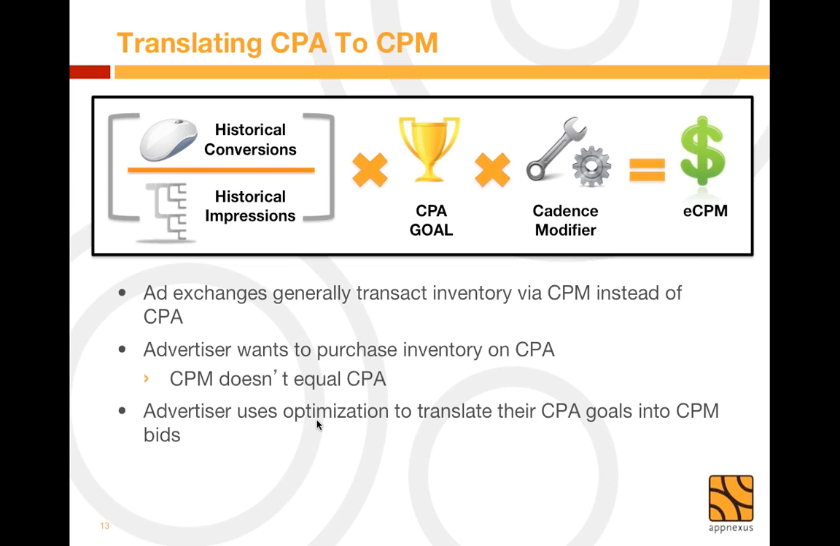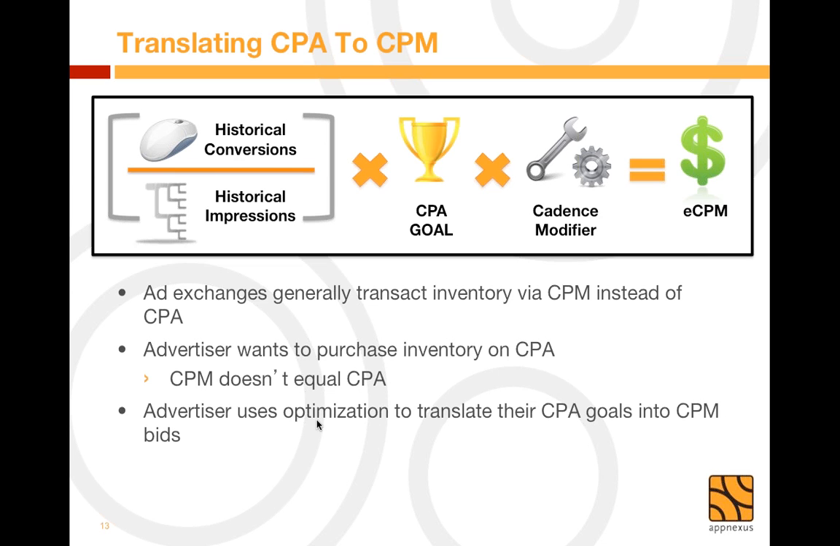And this is all done on this performance translation that brings everything down to a CPM. So you can see here, we look at the historical conversions over the historical impressions. We multiply that by the CPA goal, which is what the value of a conversion actually is. And then the last piece we introduced there is called the cadence modifier, which reflects the user behavior and impacts the value of what this impression is. And using this calculation, we come up with this eCPM.